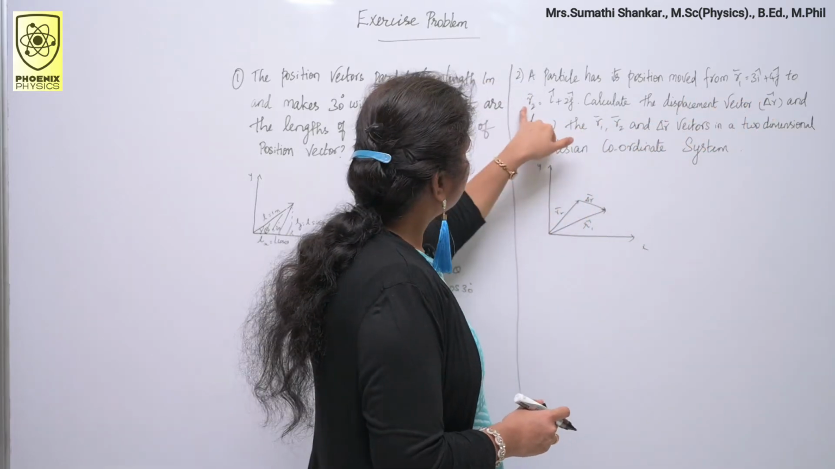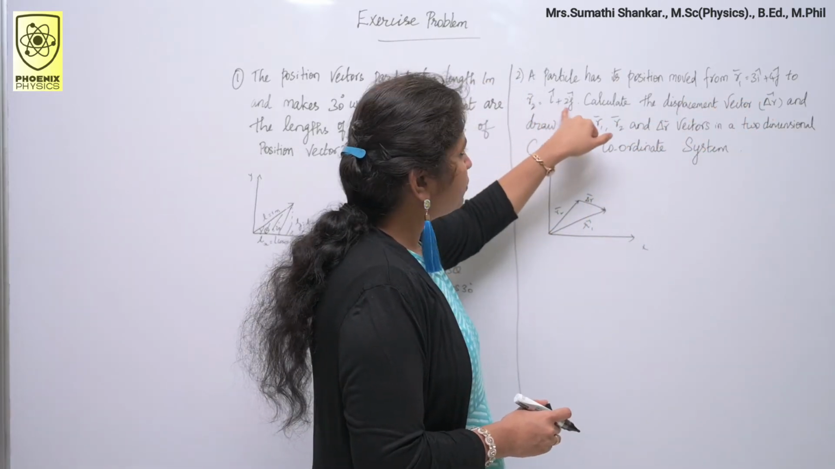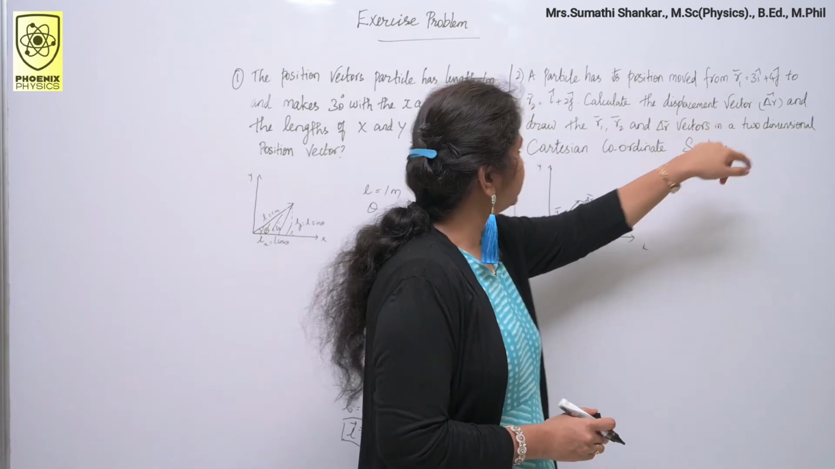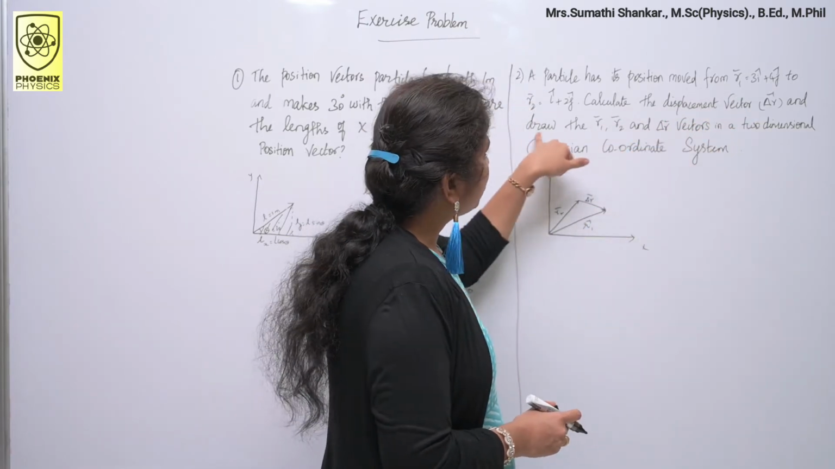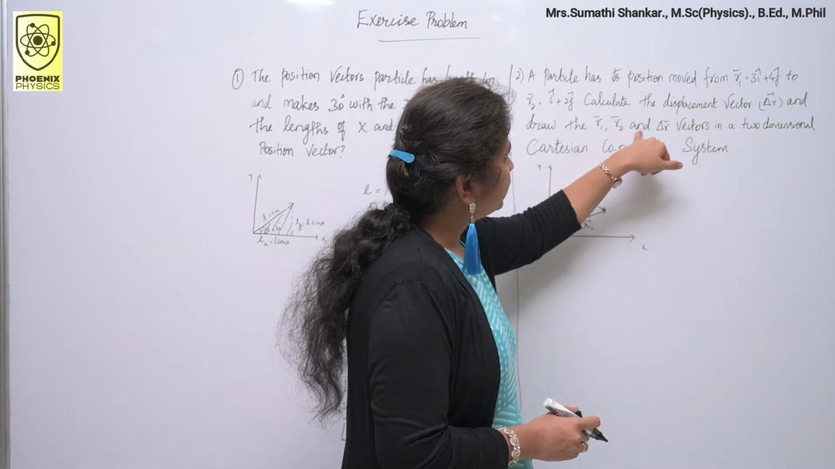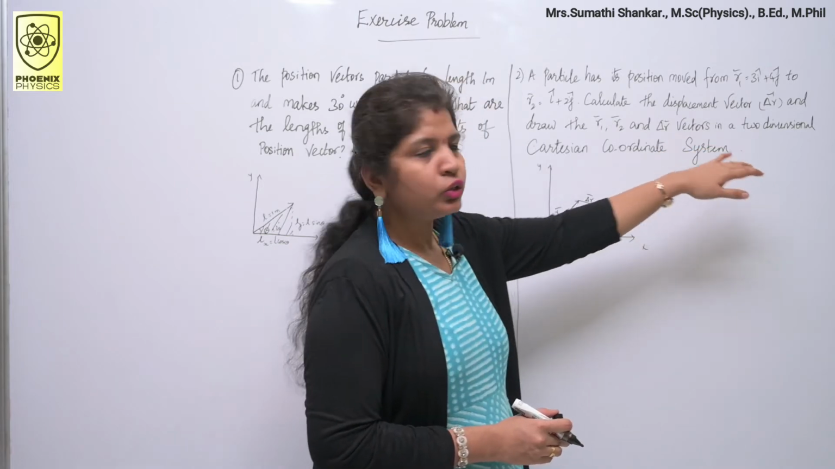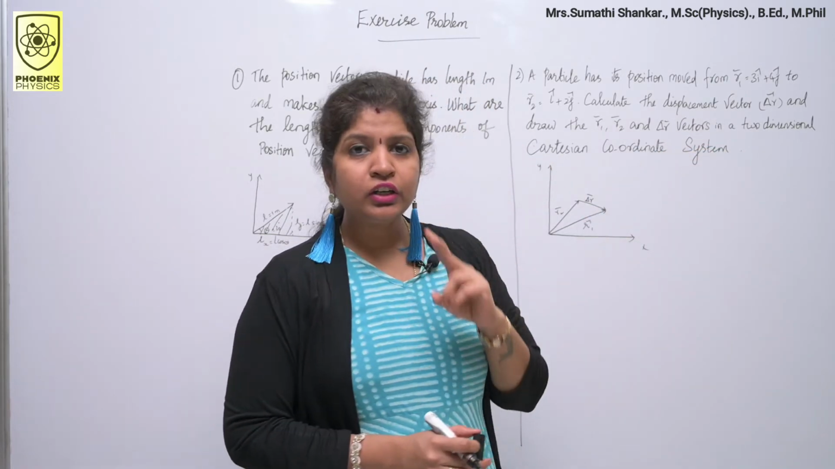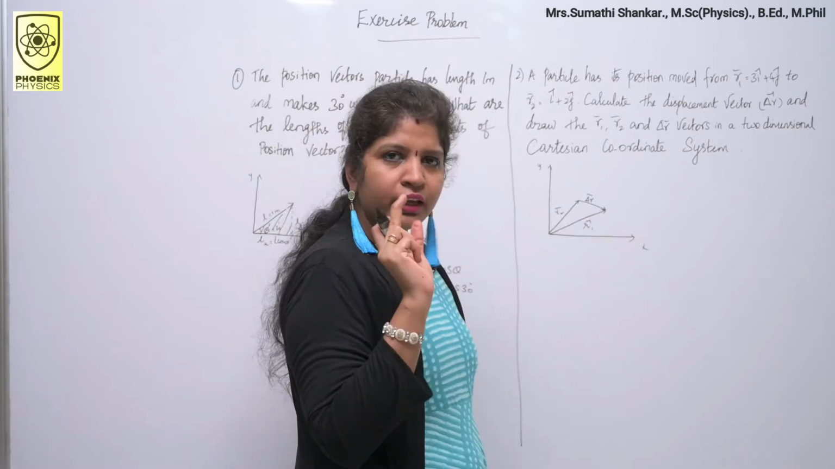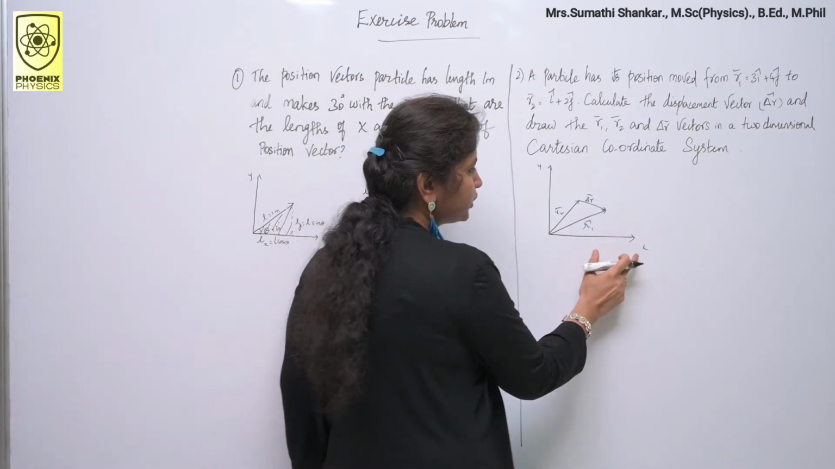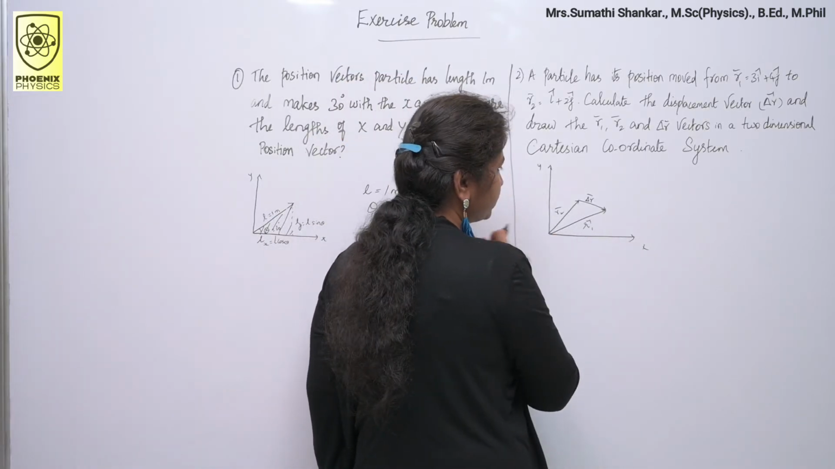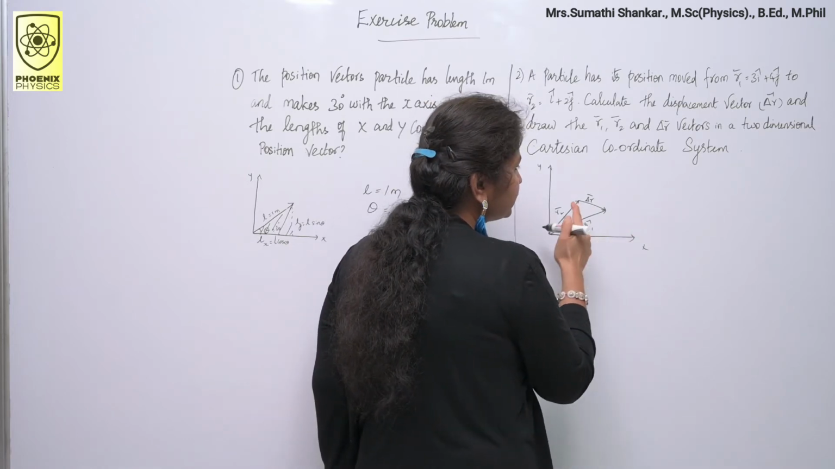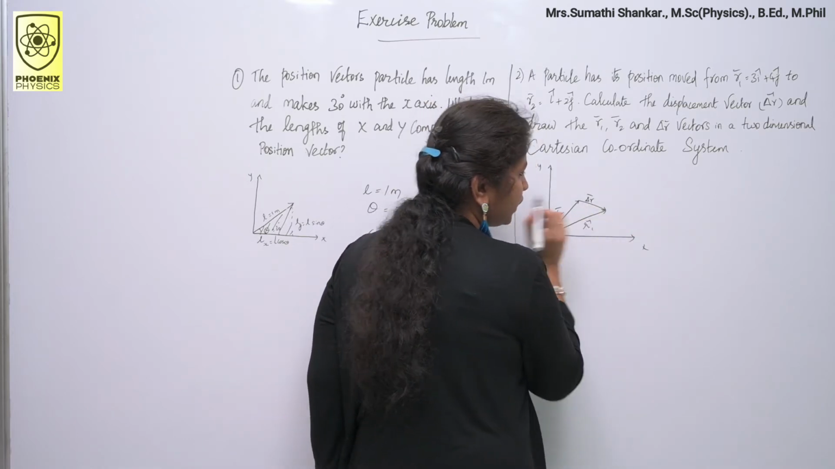Second problem: a particle has its position moved from r1 equal to 3i vector plus 4j vector to r2 vector equal to i vector plus 2j vector. Calculate the displacement vector delta r and draw the r1, r2 and delta r vectors in a two-dimensional Cartesian coordinate system. If it is two-dimensional, it means the x and y axes. So this is my x axis and y axis. I have two vectors r1 and r2. The resultant vector is our delta r.